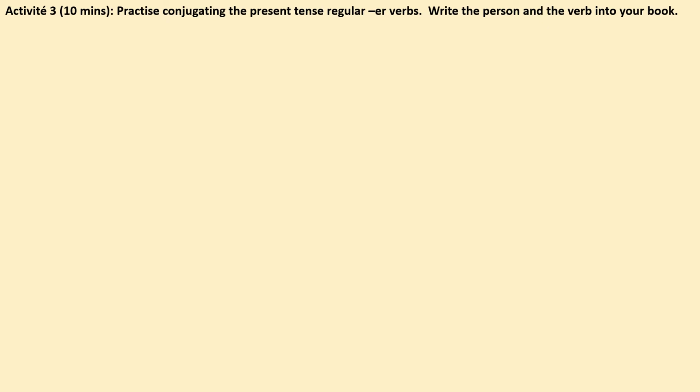Activité 3. I hope that you enjoyed completing the on-screen activities and that you found it helpful to be able to click Vérifie to check your answers each time. Now that you've had that practice, I would like you to conjugate the following present tense regular ER verbs into French. Write the person and the verb into your book. For example, I play. The infinitive is manger. If you want to conjugate it into the I form, you need to write je mange with the E ending that you just wrote down in your grammar notes.